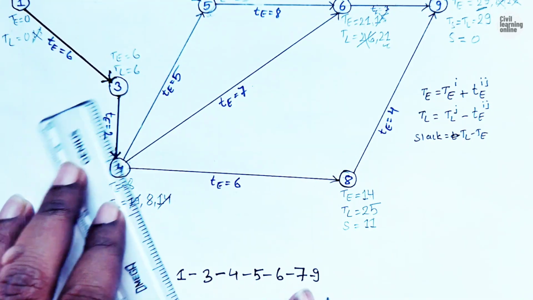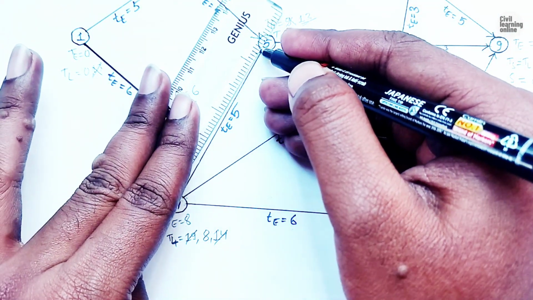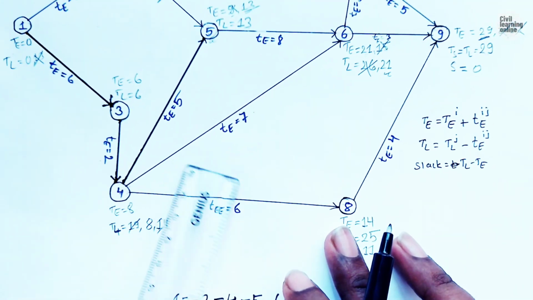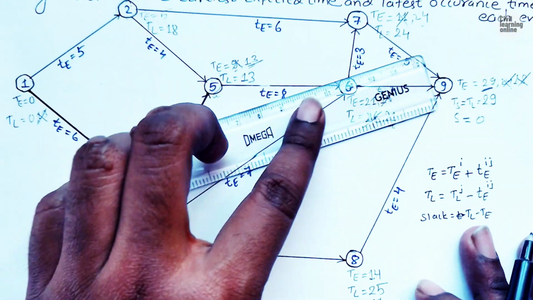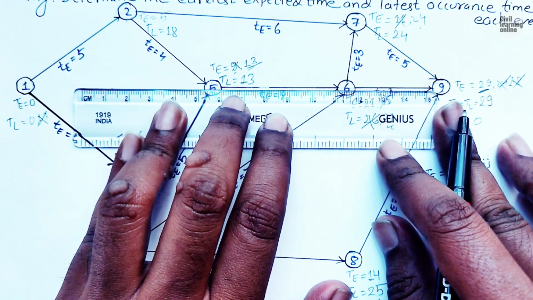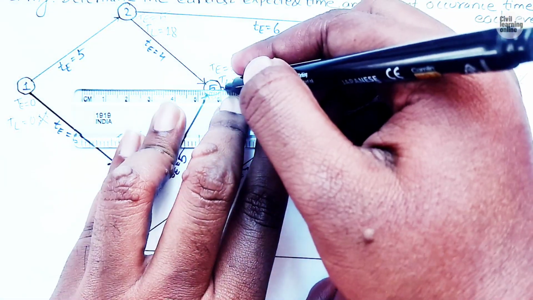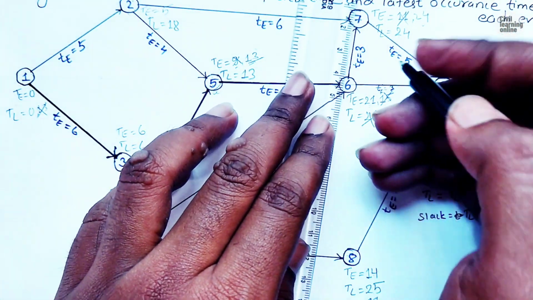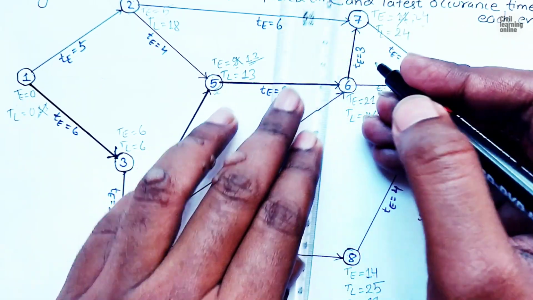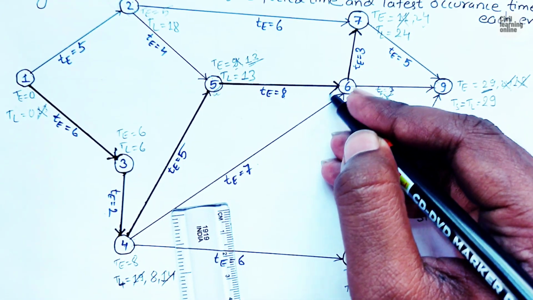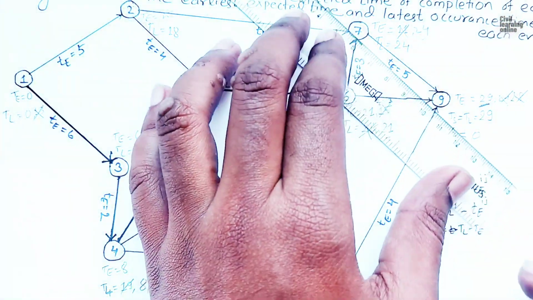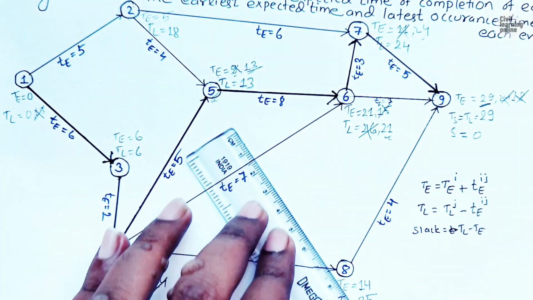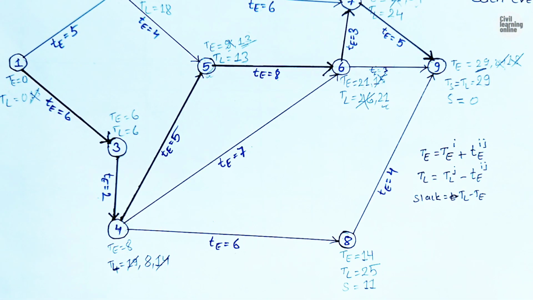Now 4 to 5, and again we have 5 to 6, then we have 6 to 7, and finally we have 7 to 9. So this is our critical path of the given problem.